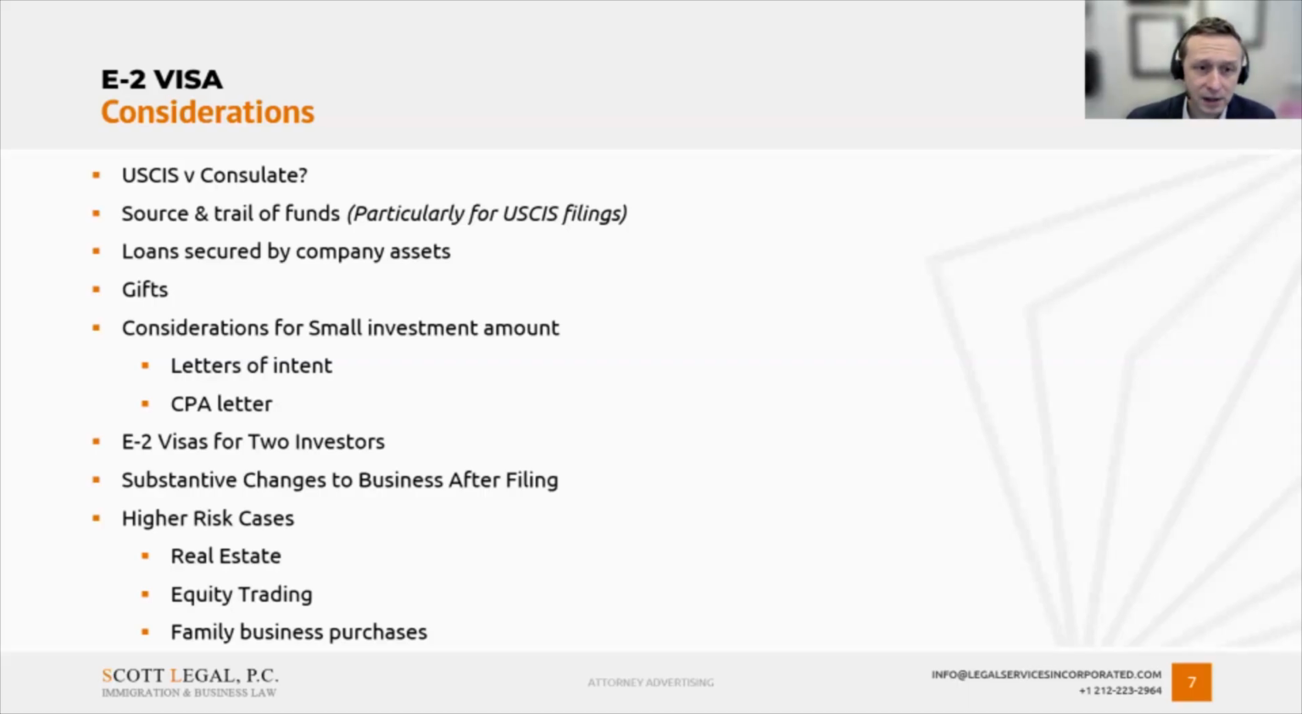A few of these examples are real estate investment companies, equity trading companies, or family business purchases. So let's talk about those first two categories first. Real estate investment companies, or real estate companies generally, and equity trading companies are high risk because the government tends to assume from the start that these types of businesses don't require US employees.